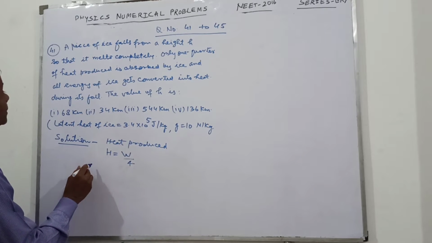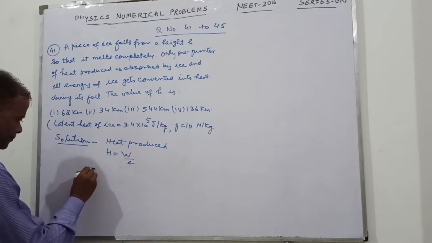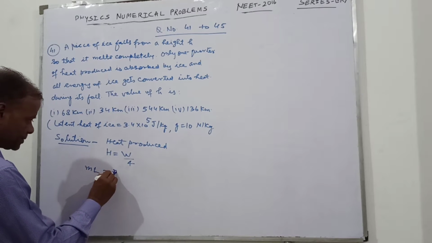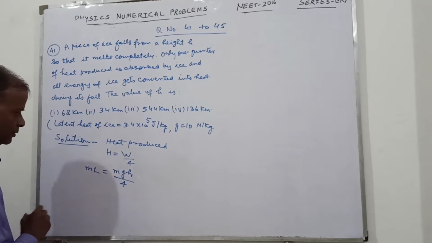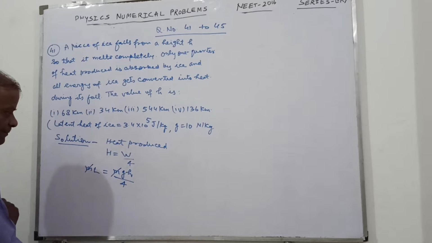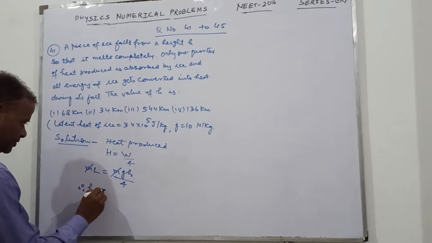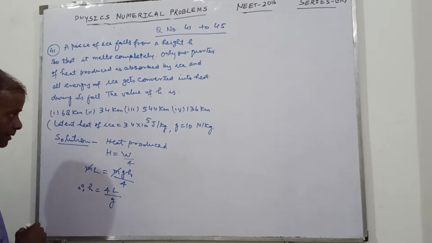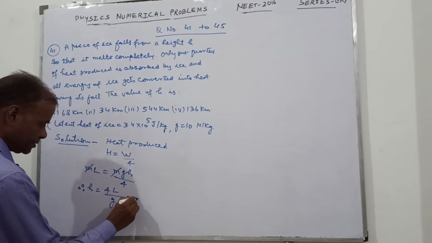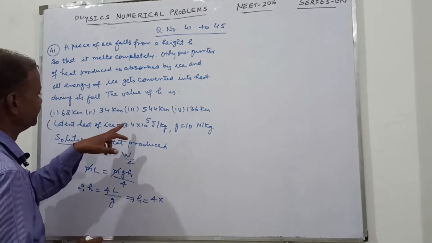H, now this is your mL, this is mgh upon 4. Now this m and m will cancel. We have to find this h. Therefore h equal to 4L upon g. Now this is given to us, that is now 4, L is so much.